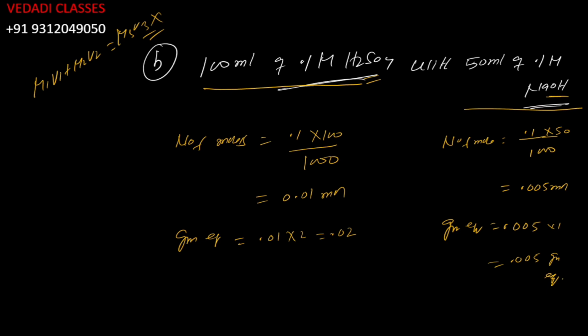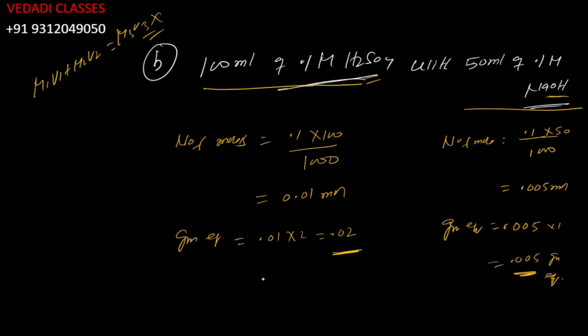Now which is greater and which is lesser? 0.005 gram equivalent is the lesser one, and 0.02 is the greater one. So it means the solution will be acidic in nature, whose concentration is more. So the nature of the resultant will be the same.